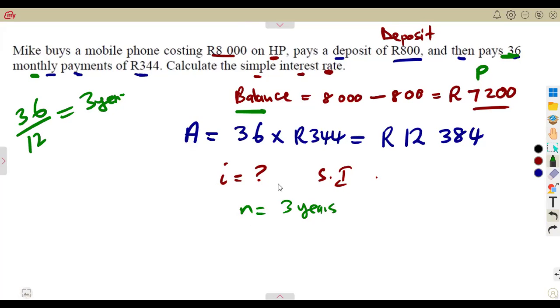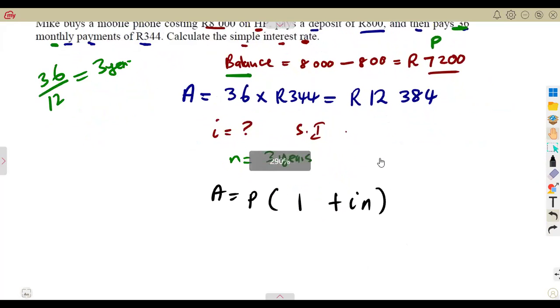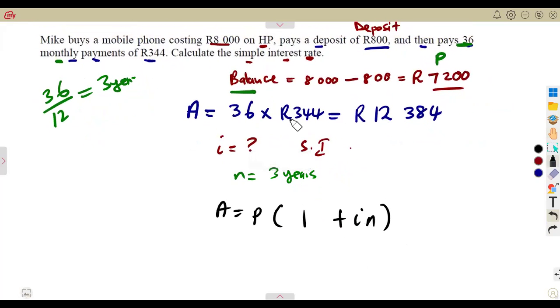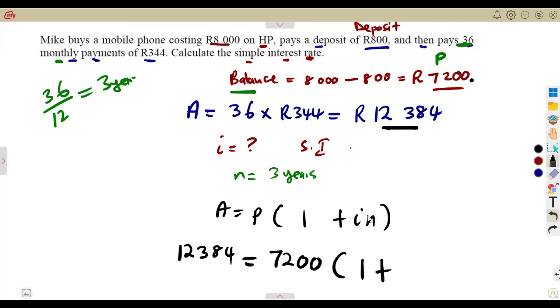So from this, we can calculate I, which is the interest rate, because we understand that under simple interest, the amount is equal to P into 1 plus I n. I talked about this in the introduction of simple interest, how to calculate I in that case. Just simply substitute your values: the amount that you are given, 12,384, is equal to the principal P, which is your balance, 7,200, into 1 plus I n, where n is the number of years, which is 3, times the interest.